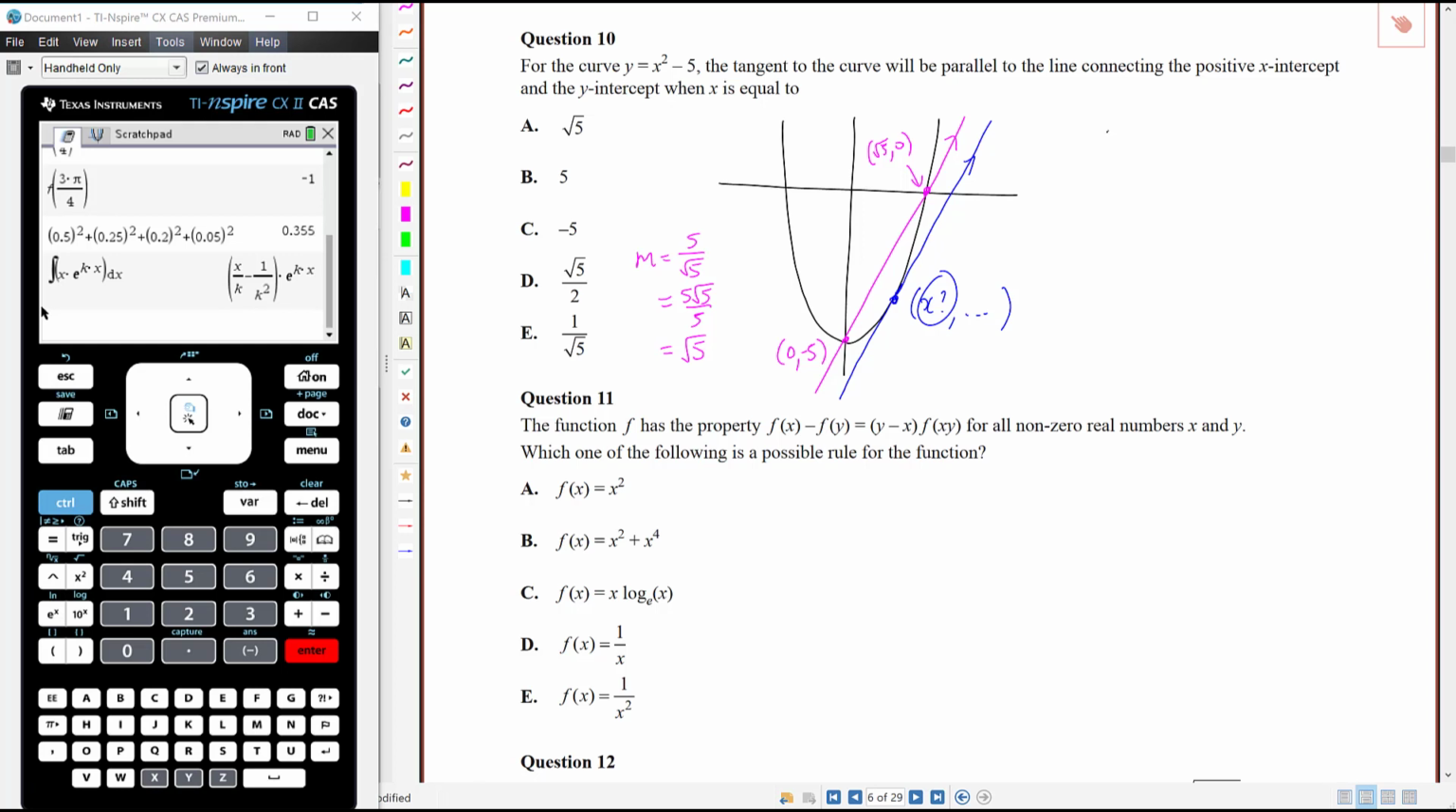So the derivative is equal to 2x, and that has to equal root 5, and so that will happen when x equals root 5 on 2. So option D.